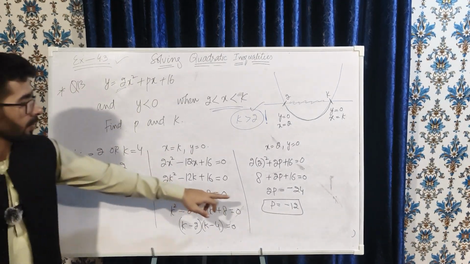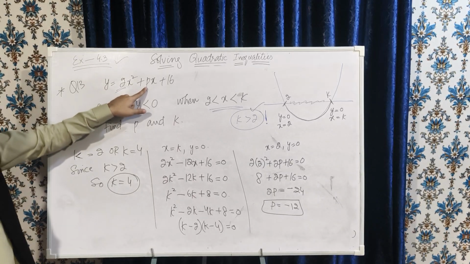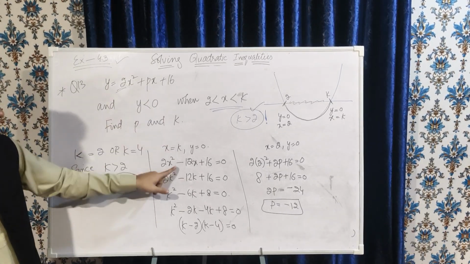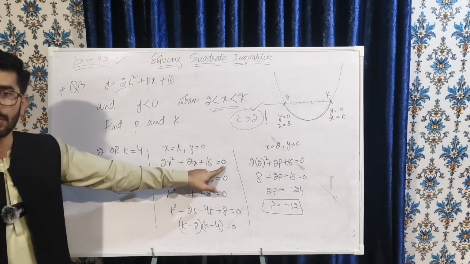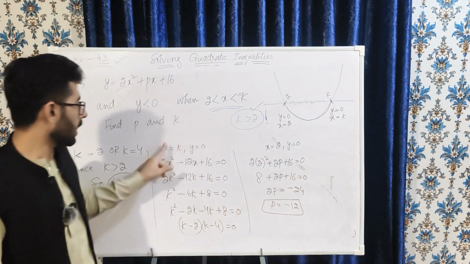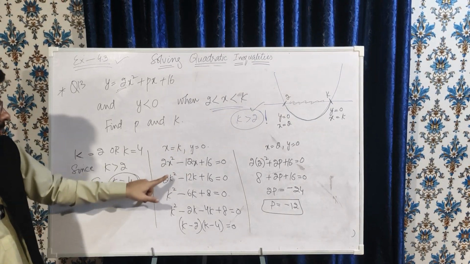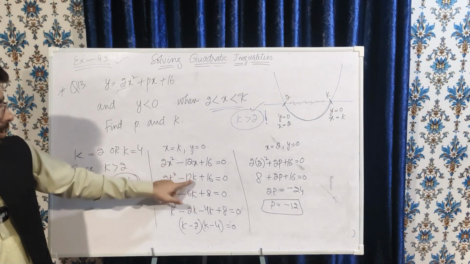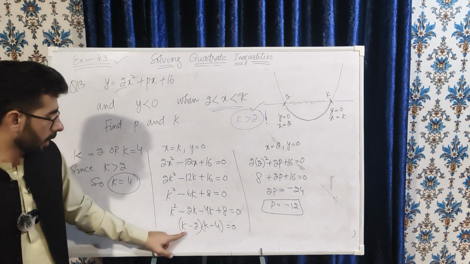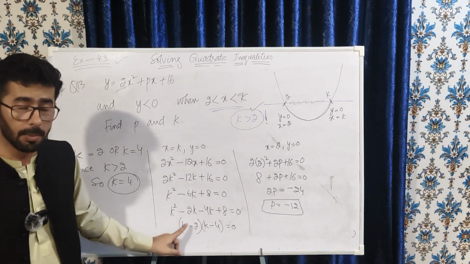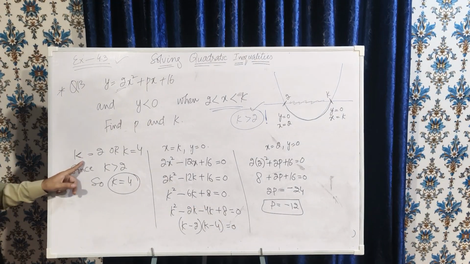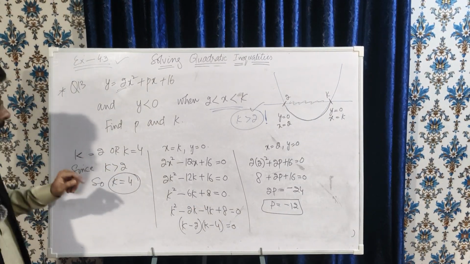Now I got the value of p, so I will put it here. My equation will become 2x square minus 12x plus 16 equal to 0. My second root is x equal to k. If I put x equal to k, I will get y equal to 0. So wherever there is x, I put k and solve it further. So I got two factors, k minus 2 and k minus 4 equal to 0. That means either k is equal to 2 or k is equal to 4.